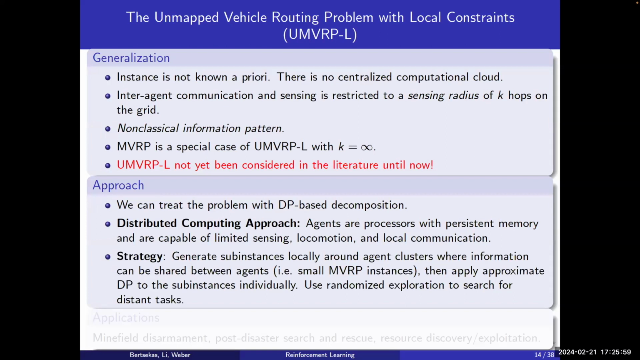The strategy will be to generate sub-instances locally around agent clusters where information can be shared between agents. And these will form little small instances of MVRP, the classical problem. And then we'll apply approximate dynamic programming to these sub-instances individually and in parallel. And in the case where some tasks are not being covered by these clusters, there needs to be some sort of exploration aspect. So agents that end up not belonging to clusters will do a random search of the graph.